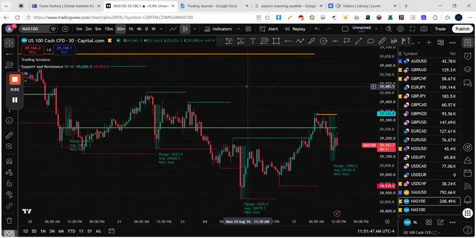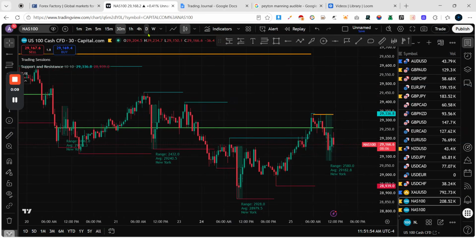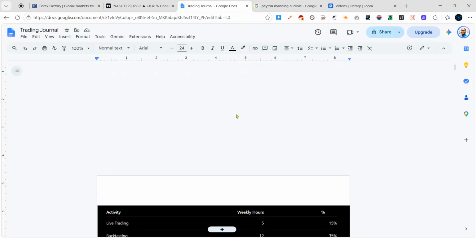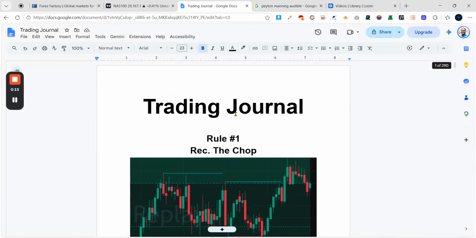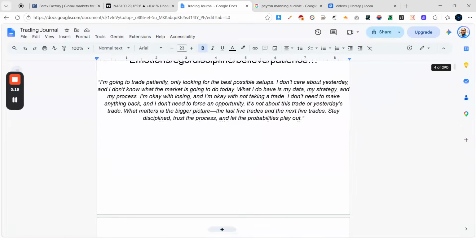All right, welcome back. Let's talk about the win that I took on NAS today. And let me go through my entire process of how I trade, right? So I got my trading journal here, and I just want to go through this part. This trading journal's probably about like 300 pages at this point.